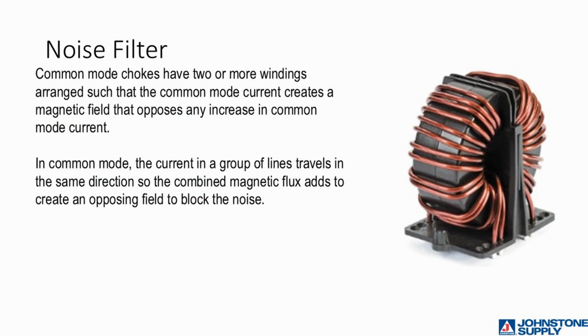This is accomplished by the use of a common mode choke coil. Simply put, depending on the size of the choke coil, there are two or more windings. The windings on a coil are wrapped in a way that they create a magnetic field. That magnetic field restricts an increase in current. The current in a group of lines moves in the same direction. So the combined magnetic flux creates an opposing field to block noise, thus removing the white noise and harmonics typically found in incoming power.